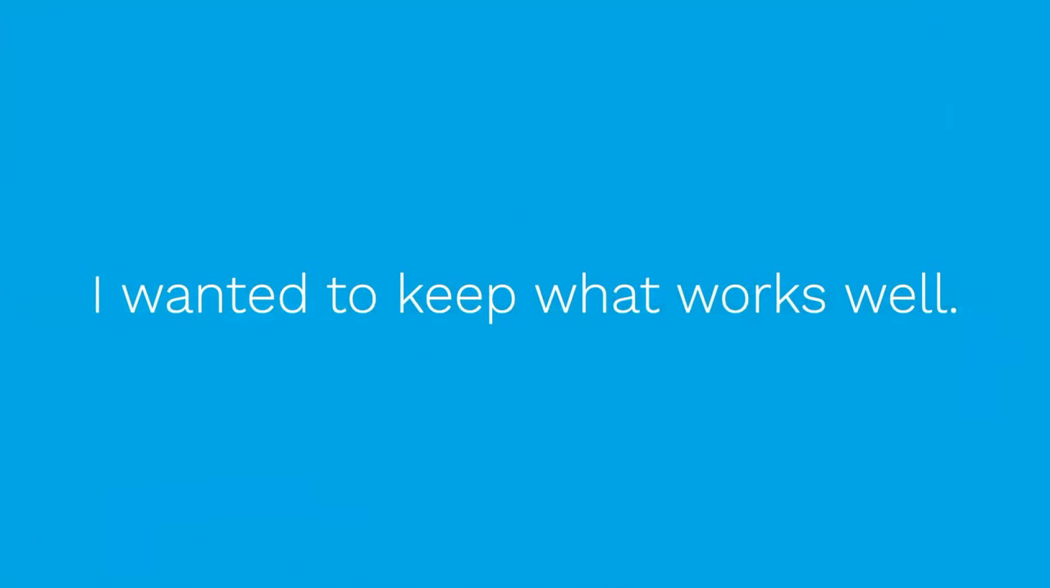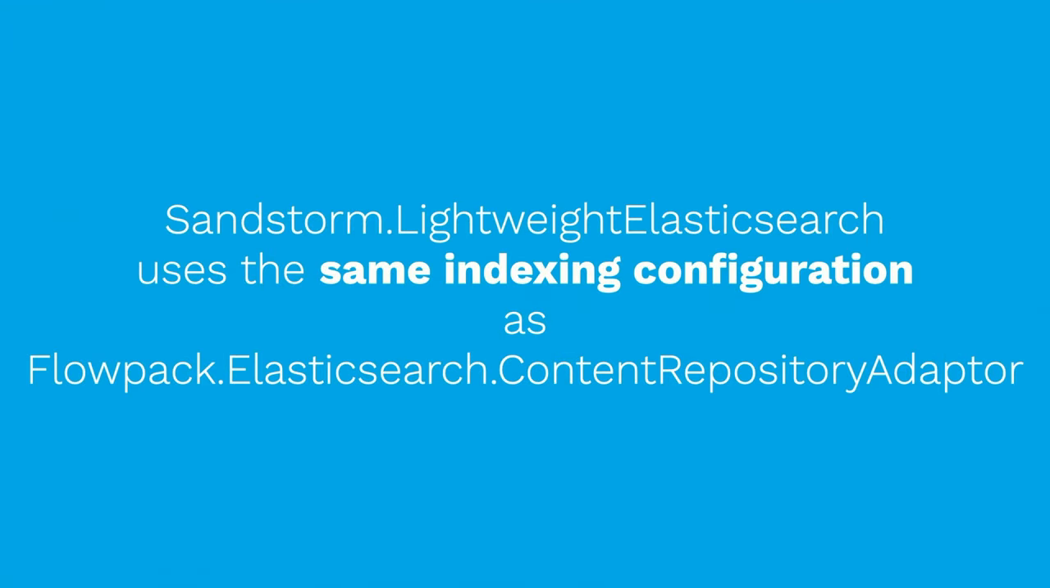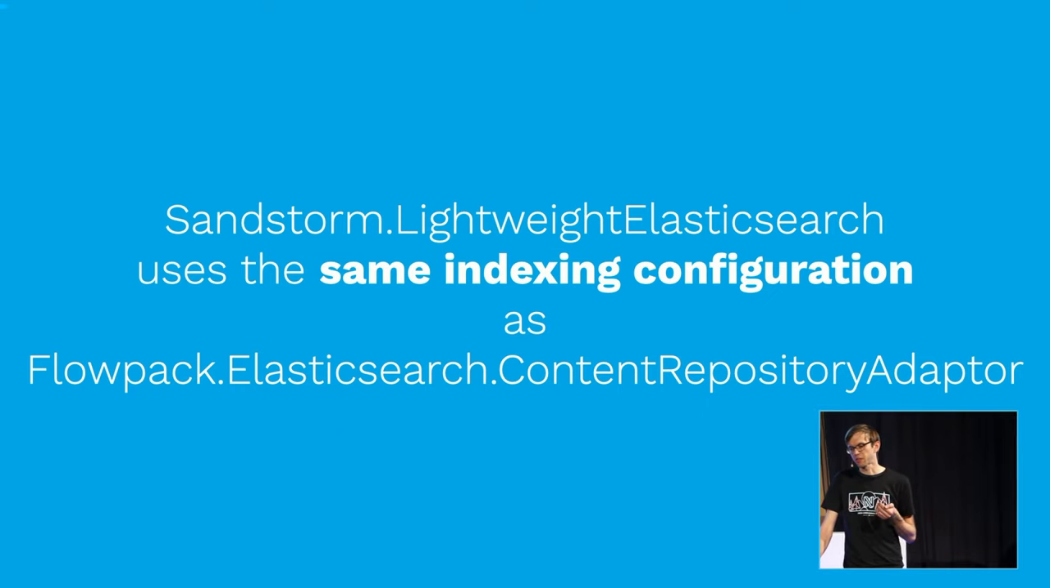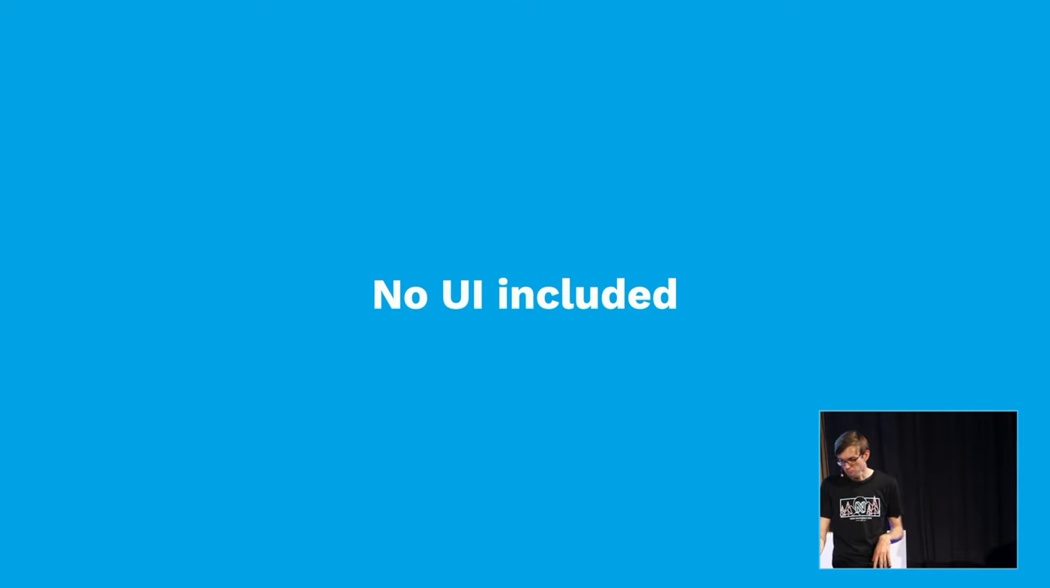But I also wanted to keep what works well. And one thing which I think works really well is the indexing configuration, the way you can specify which properties to index and in which ways to index them. It's using the exact same machinery, so it's fully compatible with your node types configuration and with the settings you're using. Yeah, and then there's still the topic of the user interface.